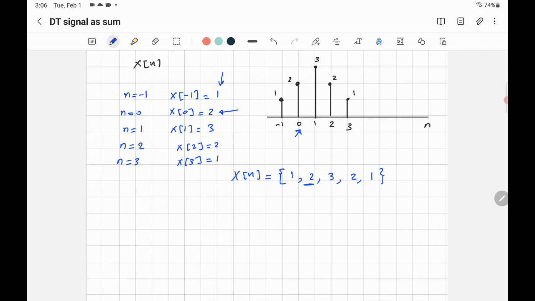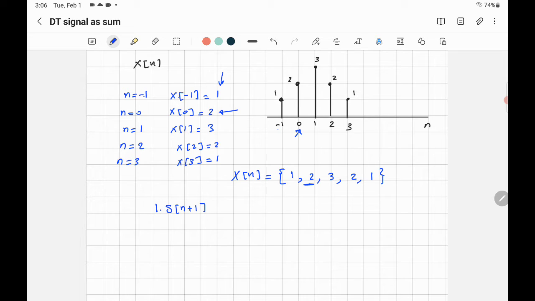All right. For the first one, at n equal -1, x is equal to 1. Where is this pulse located? At -1. So you can write it like 1, that's the amplitude, delta n plus 1. Why do we write n plus 1? Because it's shifted towards the left.